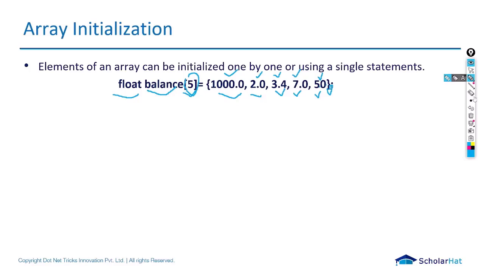So how do we define that array? We write the data type of that array, we write the array name, and in square brackets we give the size of the array, equals to, and in curly braces we write all the values, and that data type is going to be similar. So here 5.0 will be there. So that is what an array is. This is how we initialize an array. Alright, let's move to the next part.